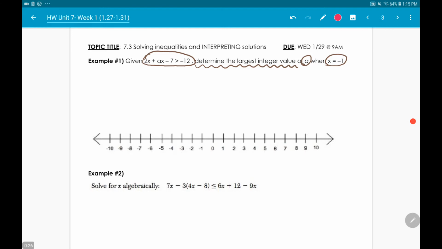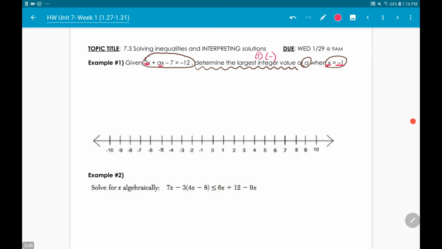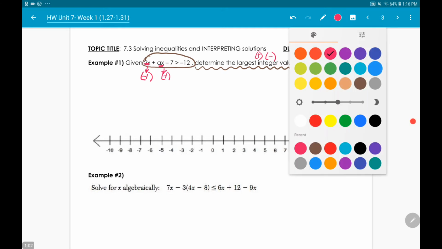Largest integer. Large means big. An integer is just any positive or negative whole number, no decimals. Before we could do that, it says the value of a when x equals negative 1. And in the inequality given to us, I do see some x's. So what I could do is just substitute them in. Everywhere I see an x, there are some parentheses, and we're going to insert the negative 1 into those parentheses.